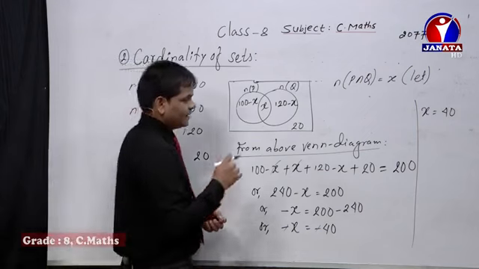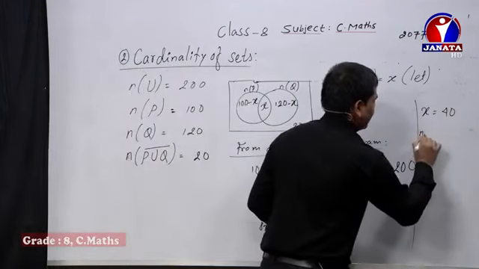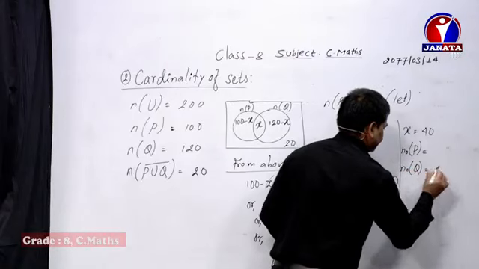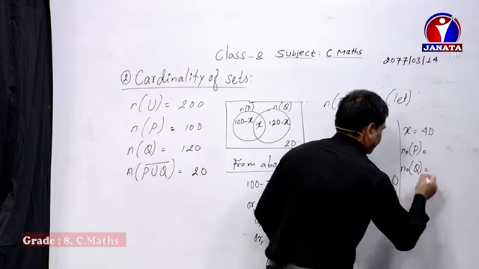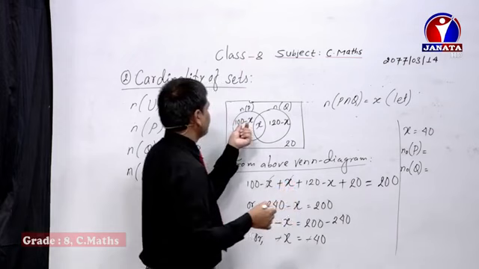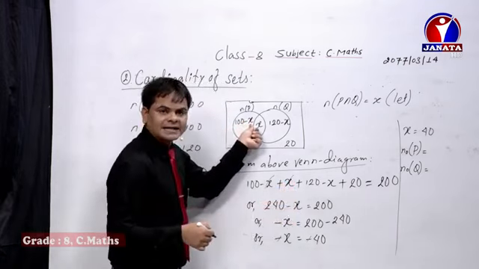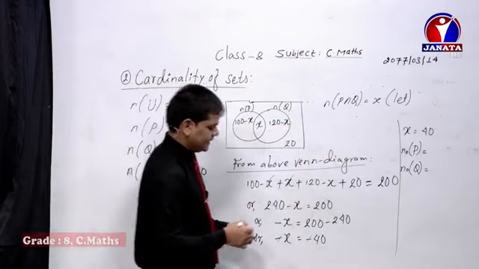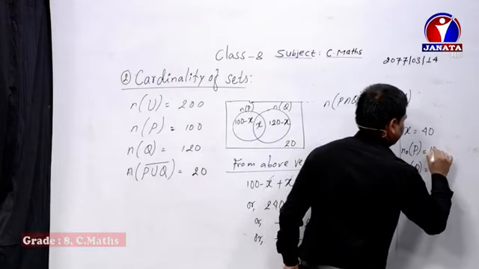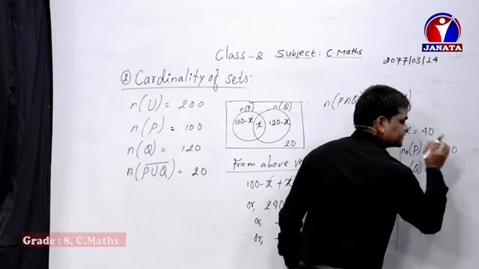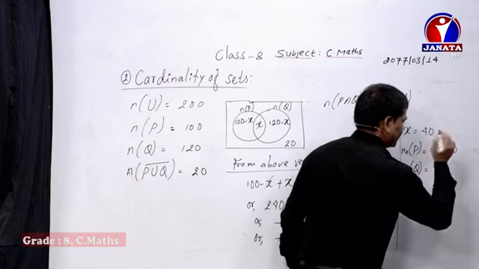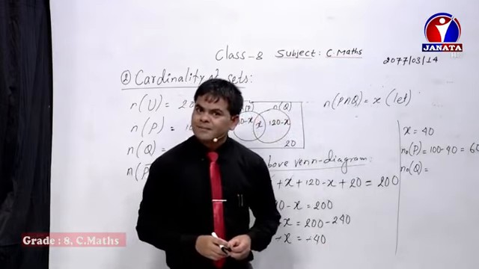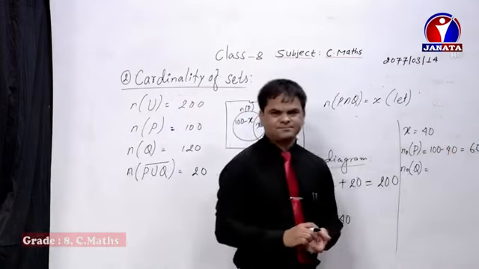Now, if we want to find out, dear students, n(P only), how many people like P only, how many people like Q only, and similarly others. How many people like P only? 100 minus the value of x. As we have found the value of x as 40, so 100 minus 40. By doing so, as the value of x is 40, I'm going to keep 40 in the place of x. Now it equals 60. Now we can give the answer: how many people like P only is 60.